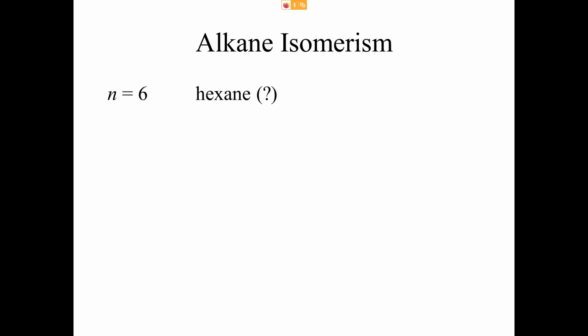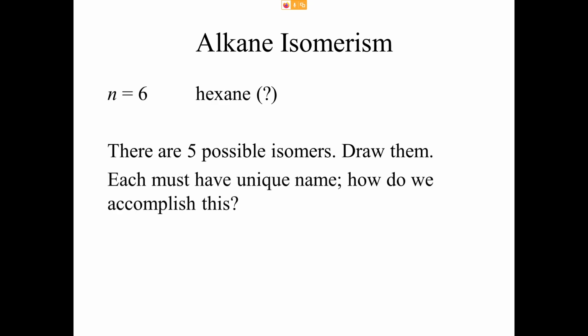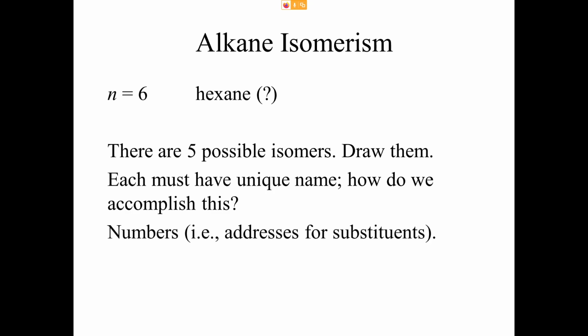And how about hexane? If you try hexane, there are 5 different ones, right? But if we draw them all out, we can't call them all hexane. We can't keep giving them weird names. We need some systematic way to accomplish this. So what we do is we start naming the substituents, naming the things on the main chains.